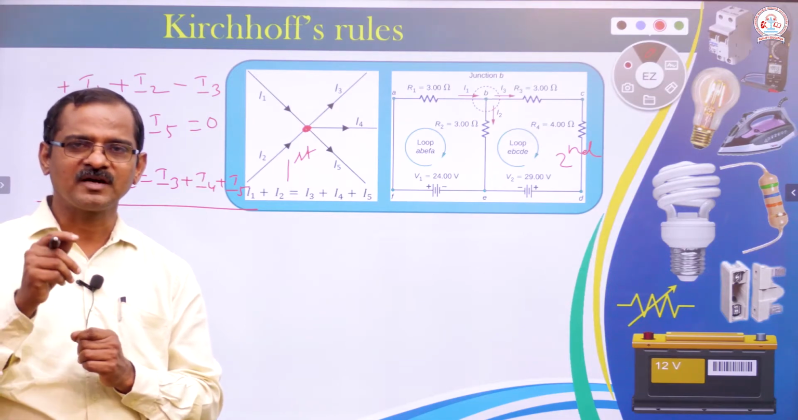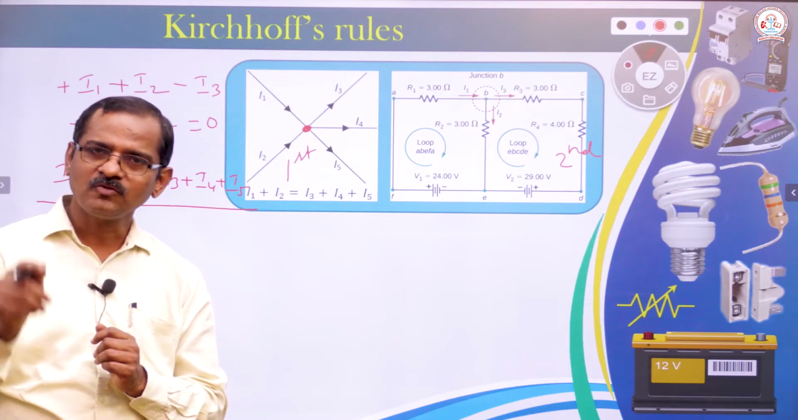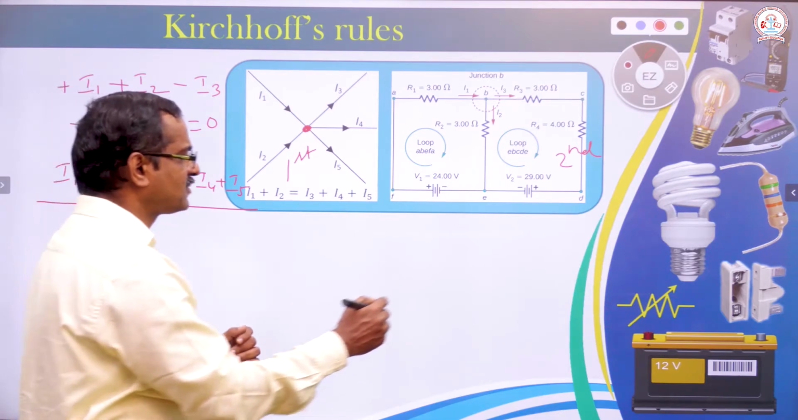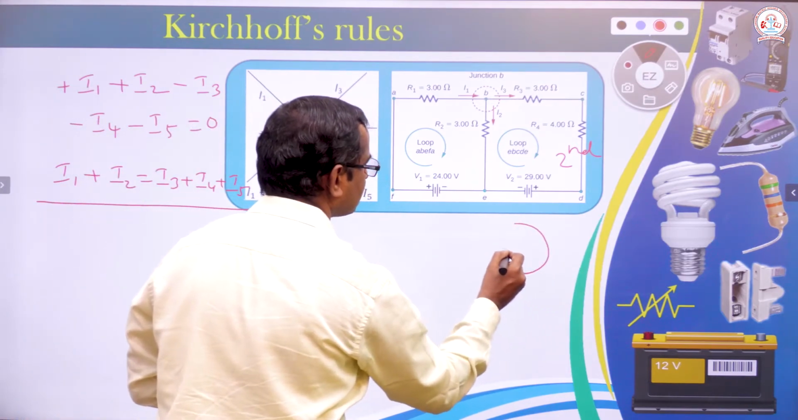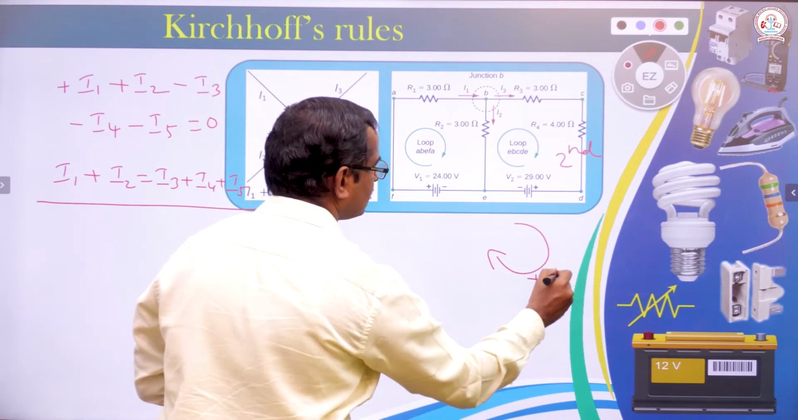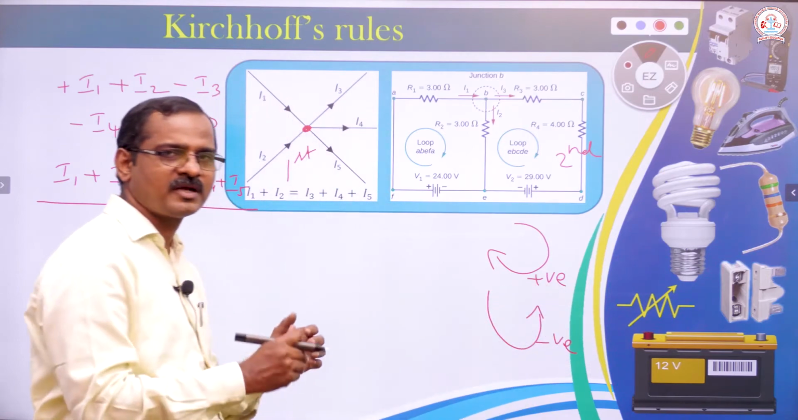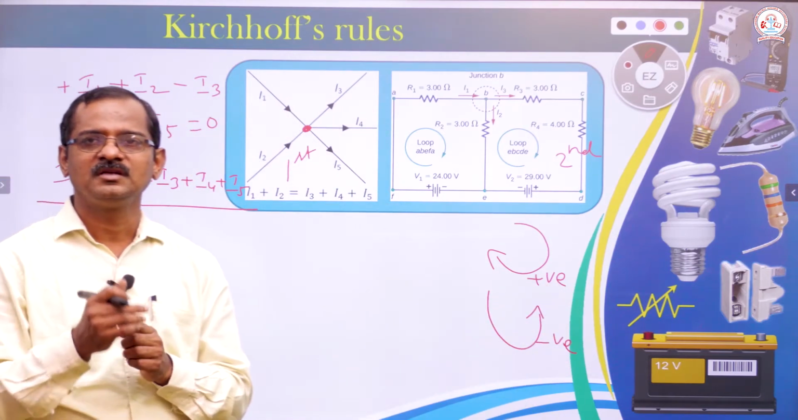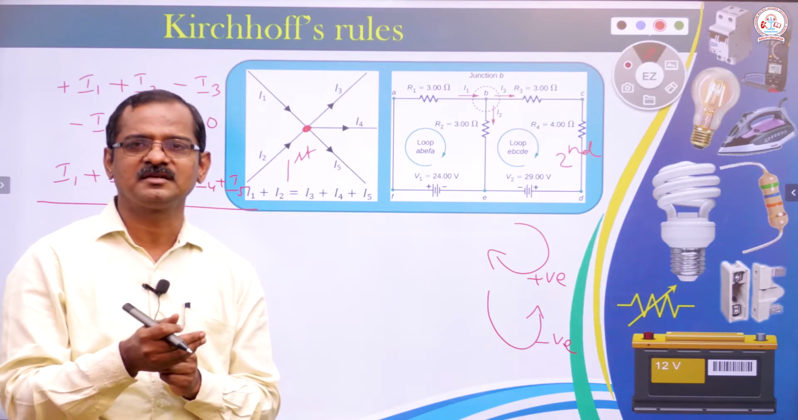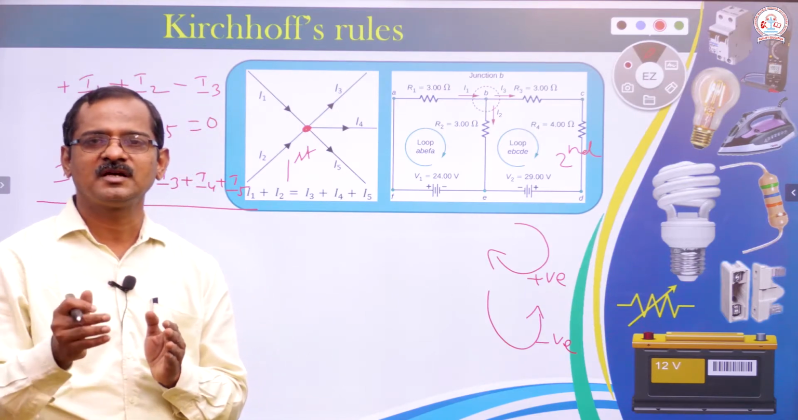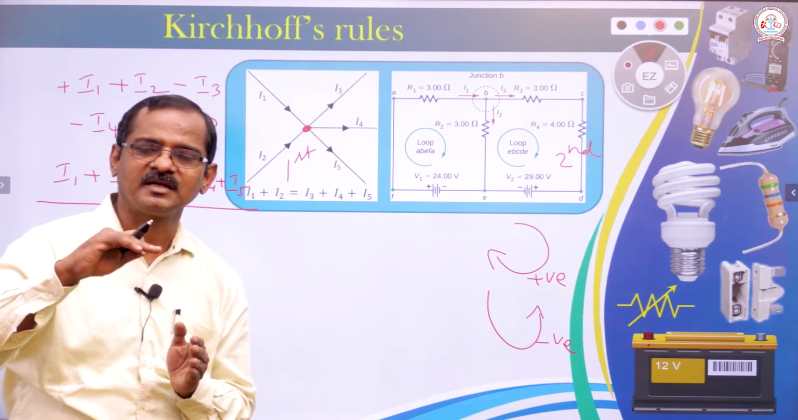In this case, if current is flowing in clockwise direction, take it as positive. If current is flowing in anti-clockwise direction, take it as negative. To write the equation for Kirchhoff's rule, clockwise current is positive and anti-clockwise current is negative.